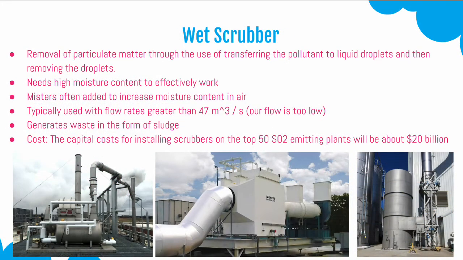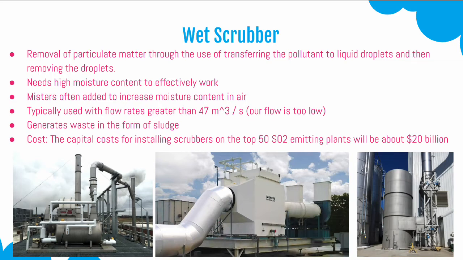A wet scrubber removes particulate matter by transferring the pollutant to liquid droplets and then removing the droplets. Wet scrubbers need a high moisture content to work effectively, so misters are often added to increase the moisture content in the air. Flow rates needed for this system are 47 cubic meters per second or greater. Our flow rate is lower than this, and thus likely would not be effective at removing the particulate matter.